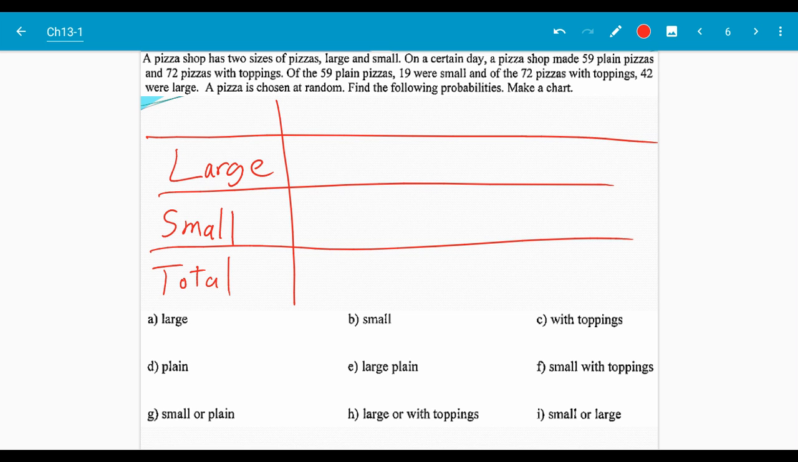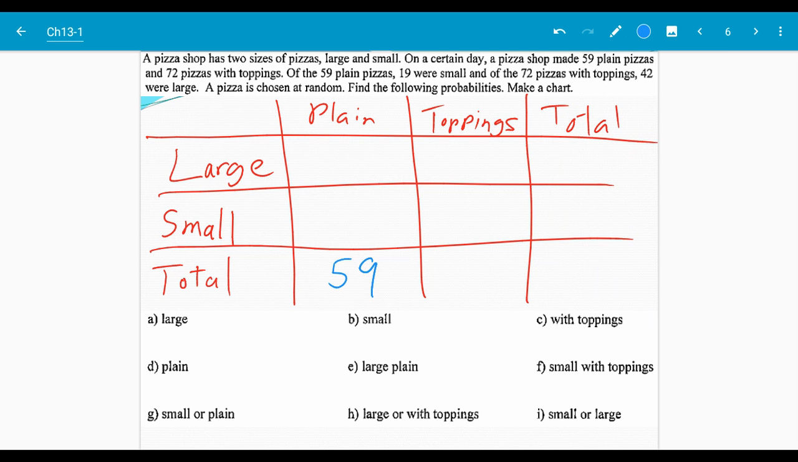Going across the top, we either have plain pizza or we have toppings. And once again, we have a total column. Now, we have this laid out. Let's substitute in the values that we know. It said the pizza shop made 59 total plain pizzas. So 59 plain pizzas. 72 of the pizzas they made had toppings, so those go in the total row.